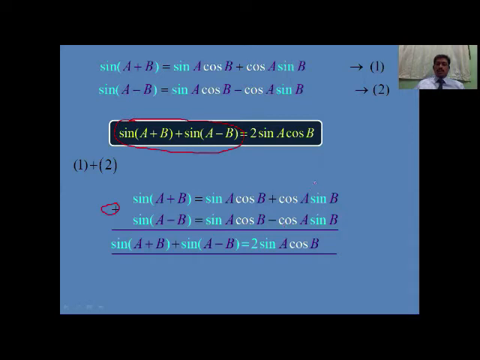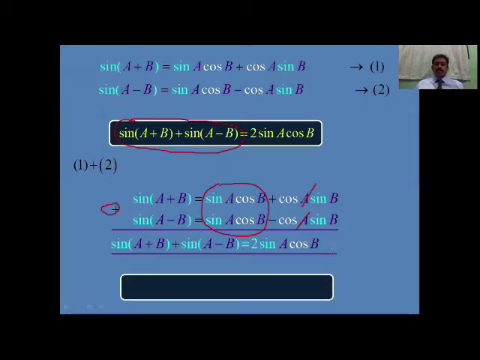If you add, these two are same terms with opposite signs, so these two are getting cancelled, and these two are same term, so we can add it. So therefore, you are getting your left hand side as sine of A plus B plus sine of A minus B equal to 2 into sine A cos B. So the formula is sine of A plus B plus sine of A minus B equal to 2 into sine A cos B.